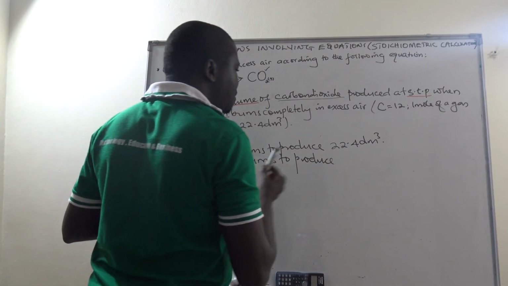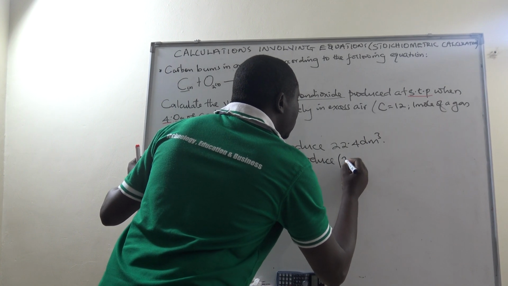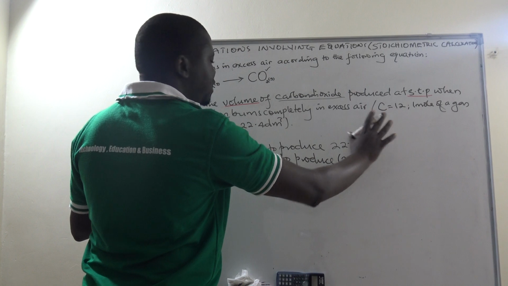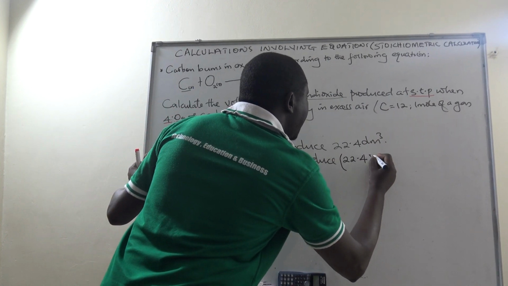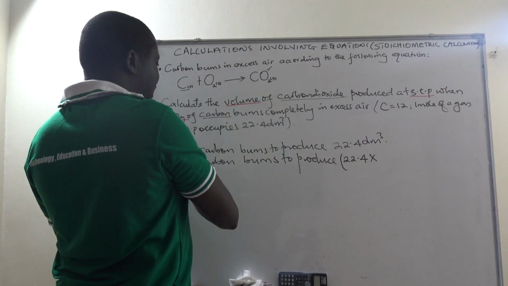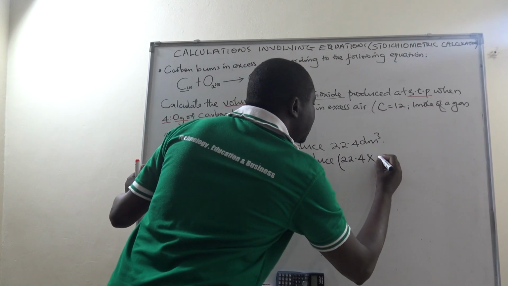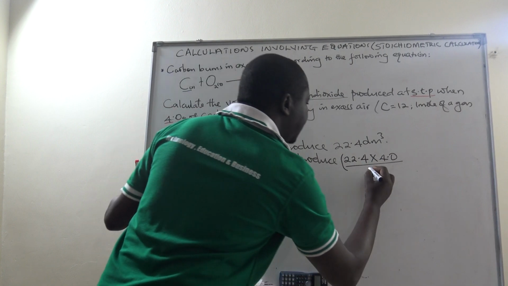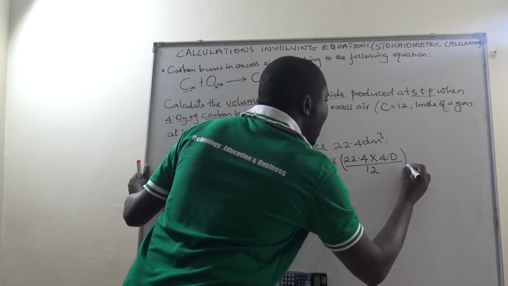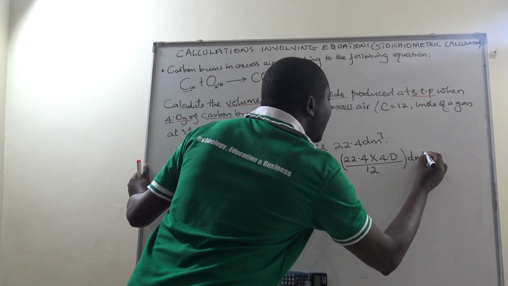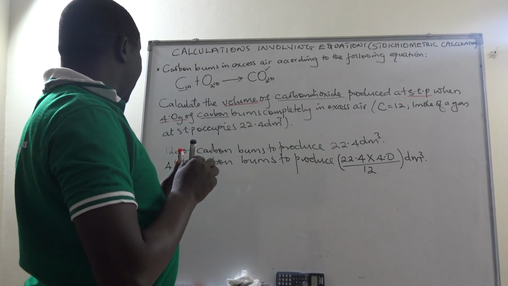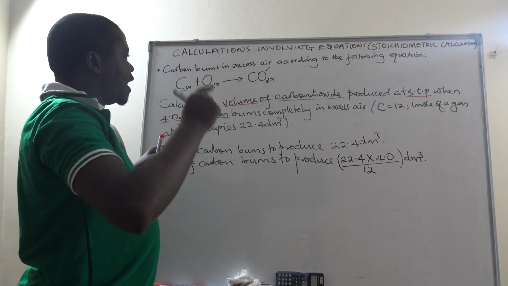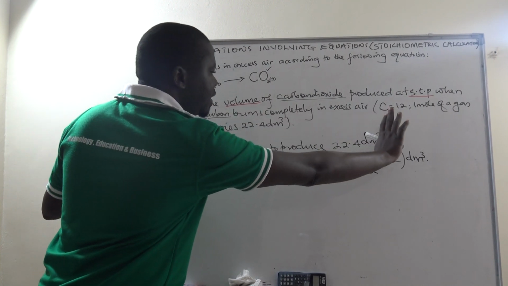So let us multiply 22.4, which is our second quantity on our right hand side on the first line. We multiply by our first quantity on the second line on our left hand side, that is by 4.0, and we divide by 12. And the unit, we shall have to put it here. So this is the importance of starting with what we have been given and what we are calculating. We take it to the right hand side.